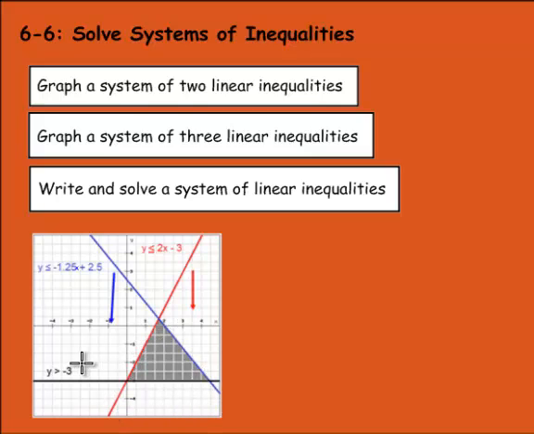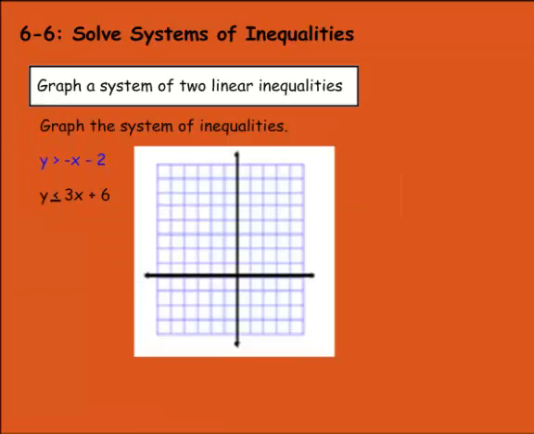You could even get more inequalities in there as well. Here we have y is greater than or equal to 3. That means anything above this line. So therefore, this space over here matches all 3. It's below this red line, it's below this blue line, and it's above this black line. So you can graph these inequalities and find the area of solution. First, let's start with 2. We're going to graph this system of inequalities.